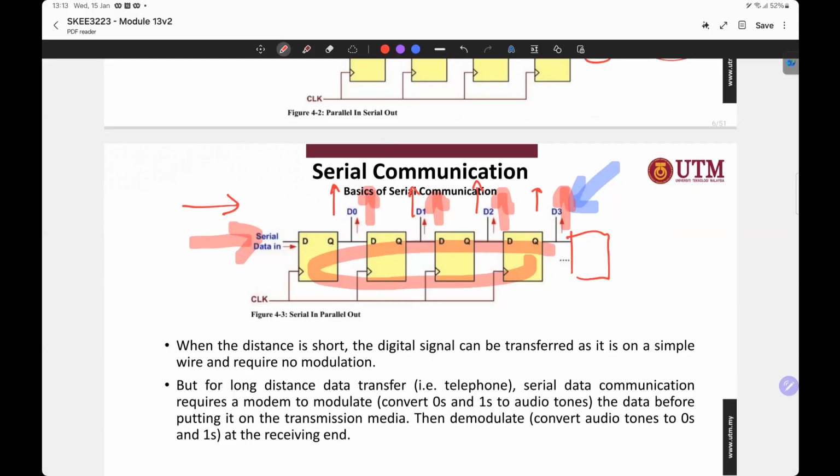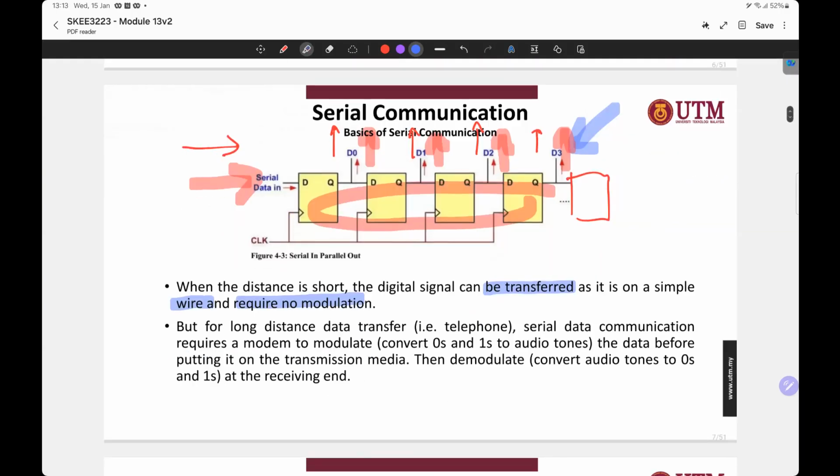Okay, so this serial communication can also be used for short distance communication. For short distances, the digital signal can be transferred as it is on a simple wire and requires no modulation. That means you can simply send the digital signal without needing to do any modifications.